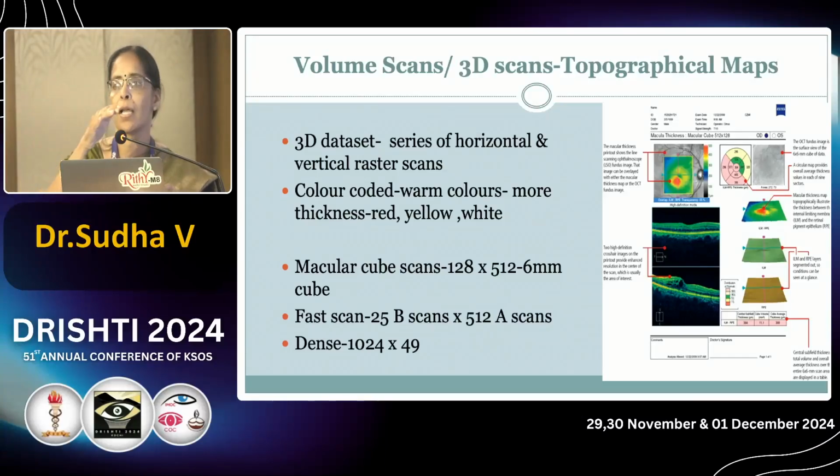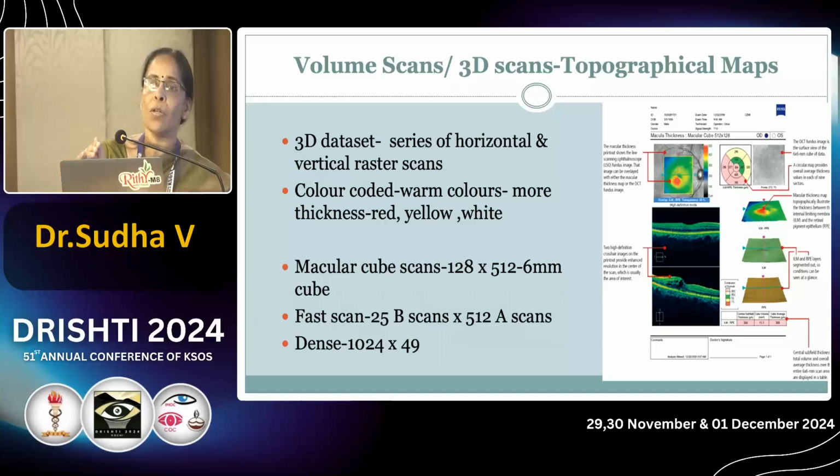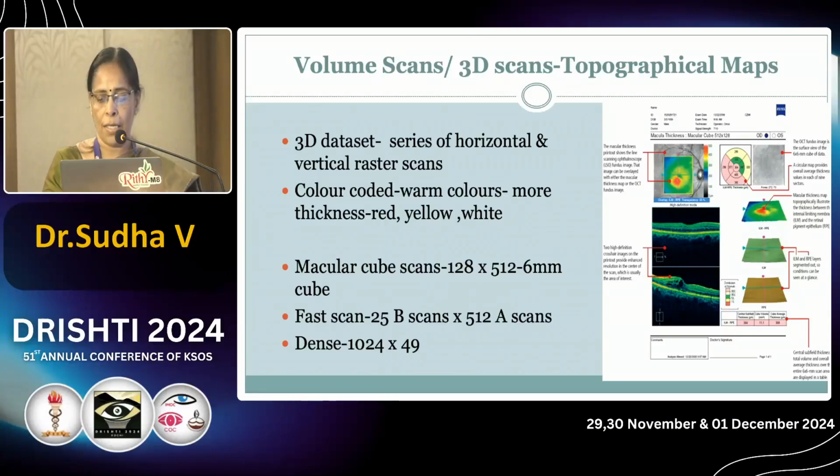So where it is high, where it is low, right? So the macular cube scan which is coming on the Zeiss machine, that gives you 128 into 512, which means that there are 128 B scans. But the B scan, each of them has 512 A scans. So right? So the more dense you go, the B scans increase, but the A scans are reducing. So the space is decreasing, but your resolution is reducing. Is that clear? So that is what you should take.